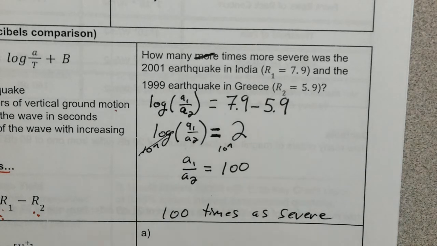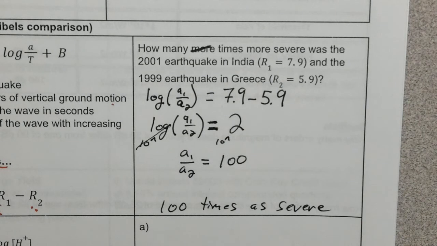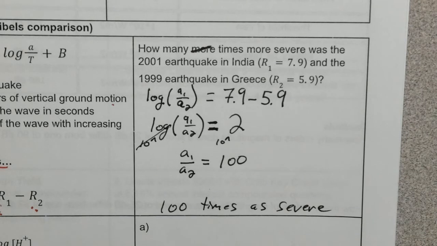And so, what's that? It's like your X, yeah. Okay, so that's kind of it for the Richter scale. Questions on that?